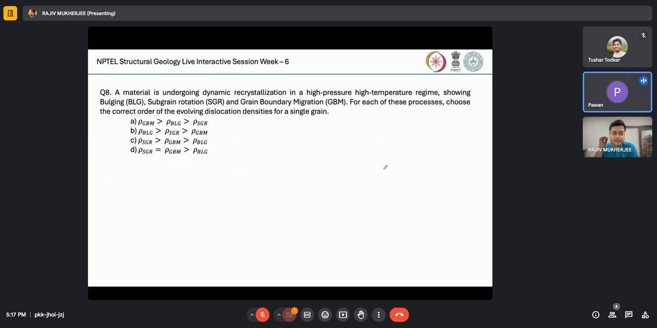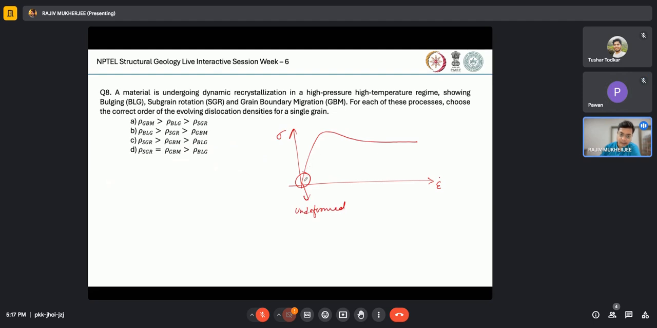In the stress strain curve, after yield, bulging starts. And after that, subgrain rotation happens, and then grain boundary migration happens. So this is your undeformed rock. You keep on trying to deform the material. So say, for example, this is your yield stress. Between this point, the material is accommodating some plastic deformation.